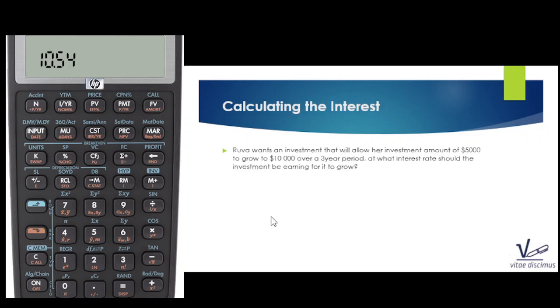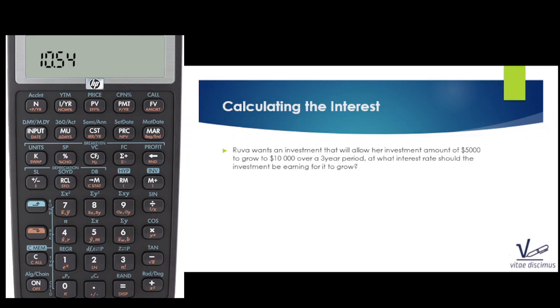Then we come to calculating the interest. Sometimes you want to know how much interest you need to be generating for your investment to grow to a desired amount. In this example, Rua wants an investment that will allow her investment amount of 5,000 to grow to 10,000 over a 3-year period. At what interest rate should the investment be earning for it to grow to that desired amount?